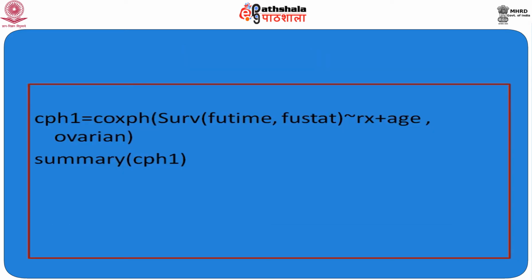This is the function used here in R to get the Cox proportional regression model. The function is called coxph, and since we have two variables that we mentioned in the earlier slide, that is FU time and FU status, these are placed inside the parentheses of the function Surv. Both of these functions, coxph and Surv, are only available in the library called survival.